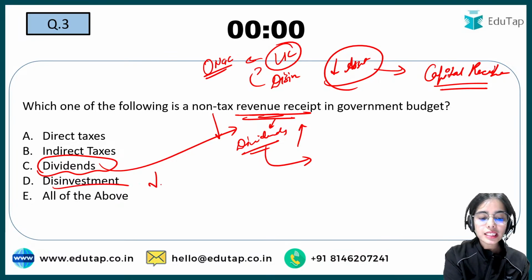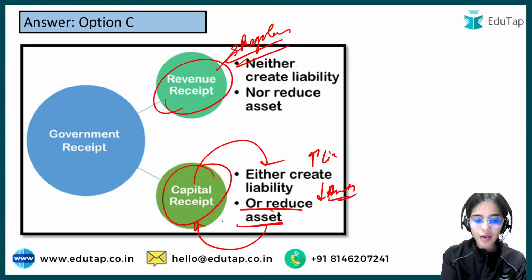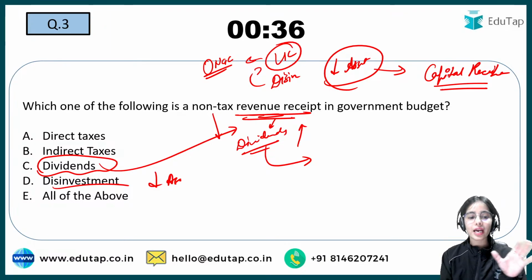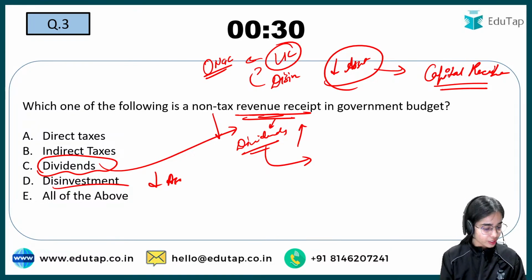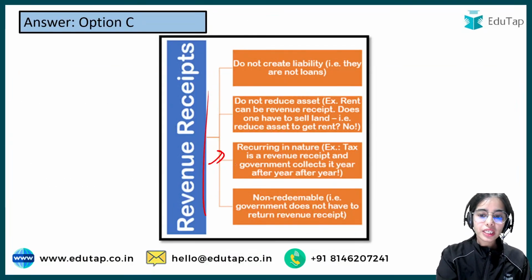D is decreasing the assets. Decreasing the assets, reducing the assets, they come under the capital receipts and they do not come under the revenue receipts. That's why I brought this question, to make this very clear to you, to be very attentive when you are giving the answers. Understood? Yes or no? So revenue receipts are regular, they are recurring in nature, they do not reduce the asset, they do not create the liability.